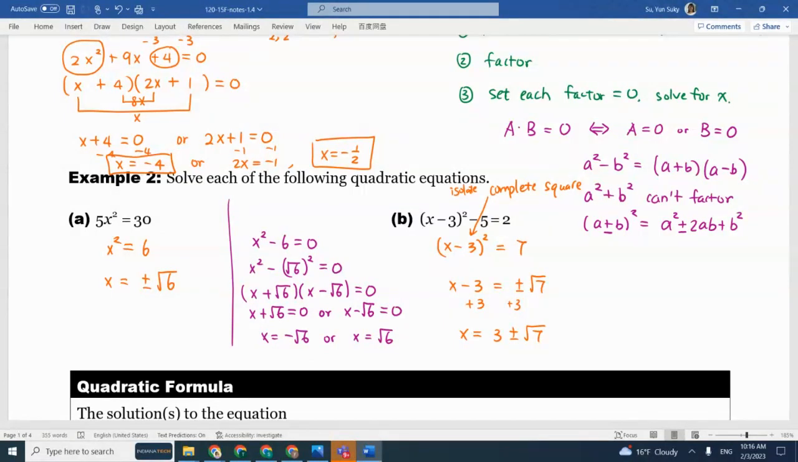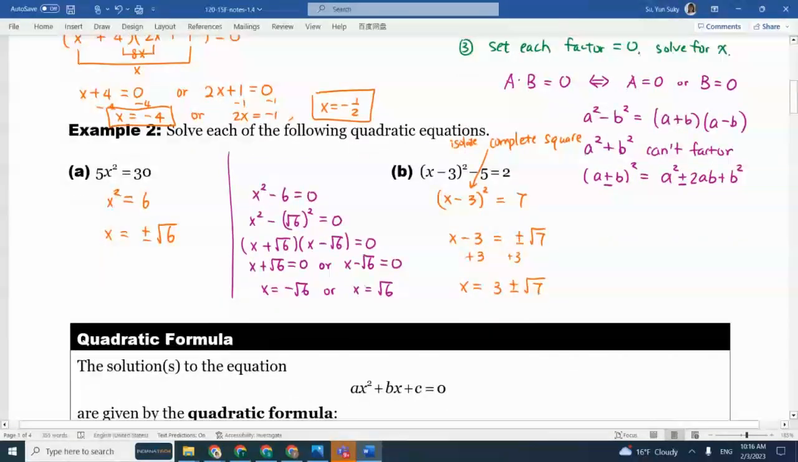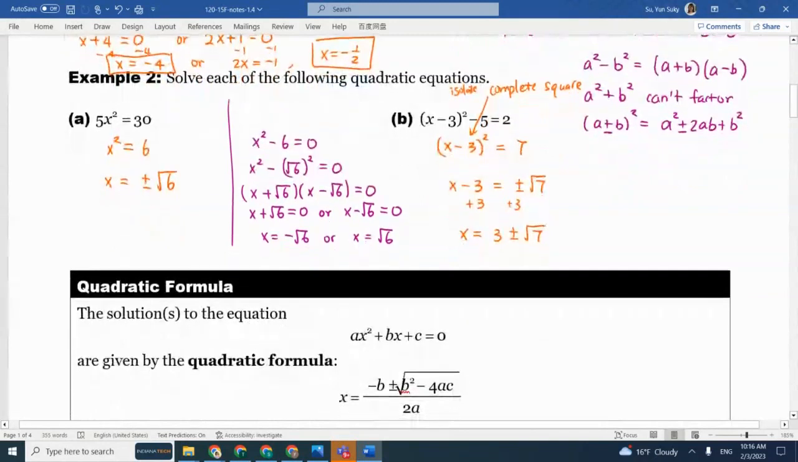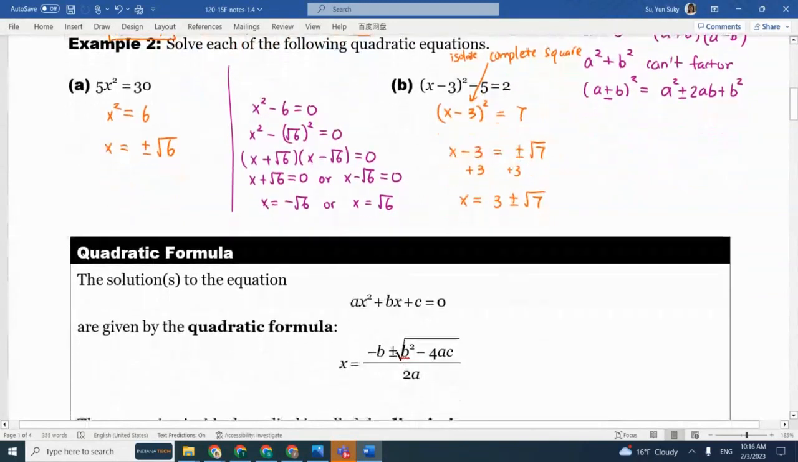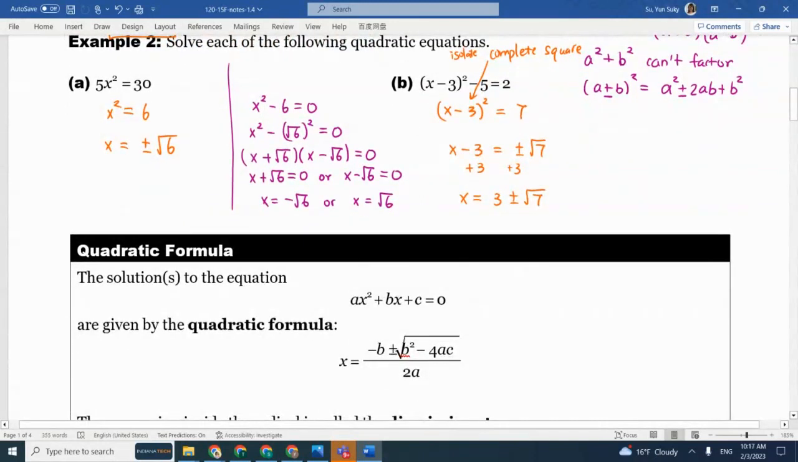Okay, everybody? See, we have 2 roots, one positive, one negative. So 2 roots. Okay, so that is factoring. And if we have a complete square, we can isolate it and take the square root on both sides. Okay. Next is the quadratic formula.